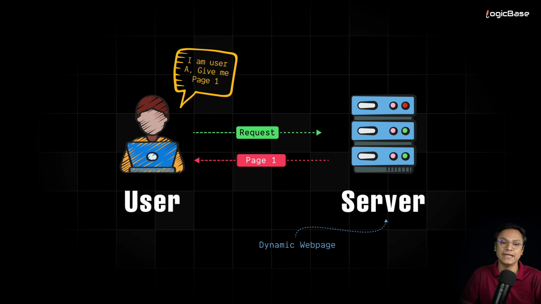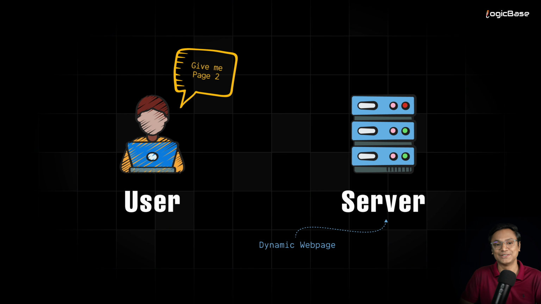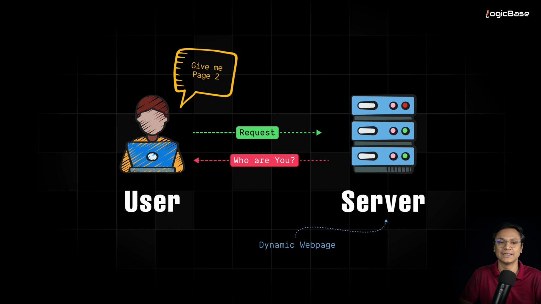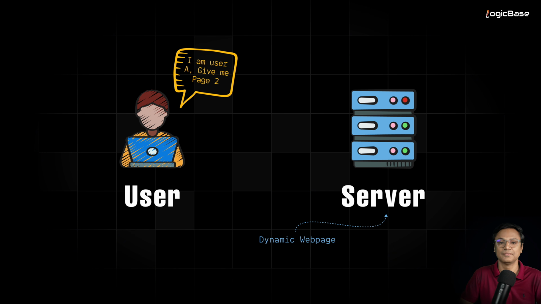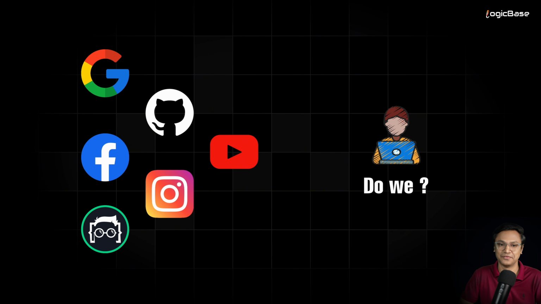But next time, if the user requests, "Now give me page 2," what will the server do? Since HTTP is stateless, if the request doesn't include the user's identity, the server won't know which response to provide. This means that with every request, the user must provide their identity. But if we look at the websites around us, do we really have to provide our identity every single time? Do we need to log in every single time?